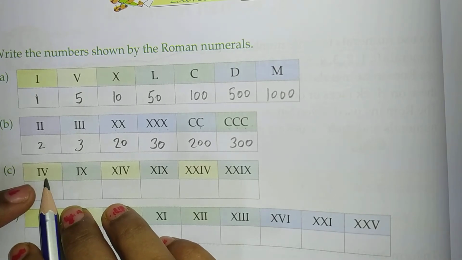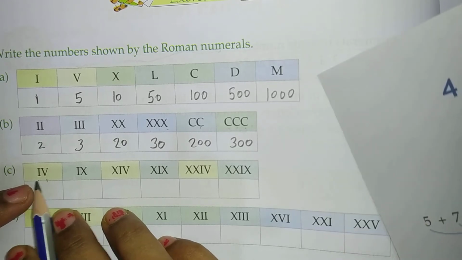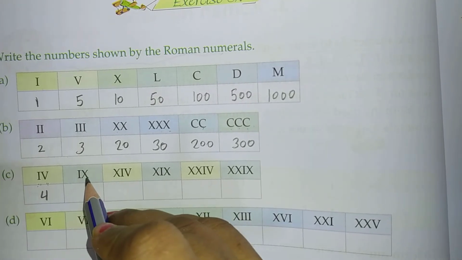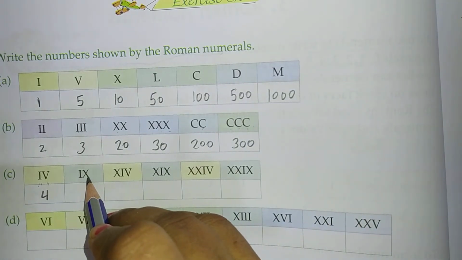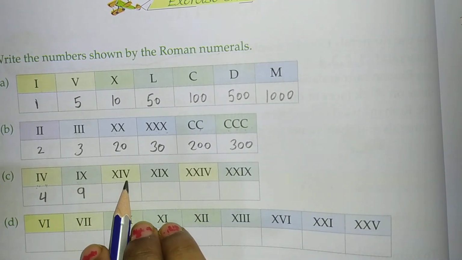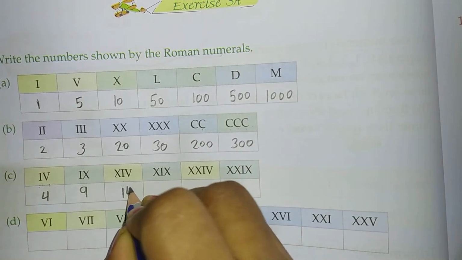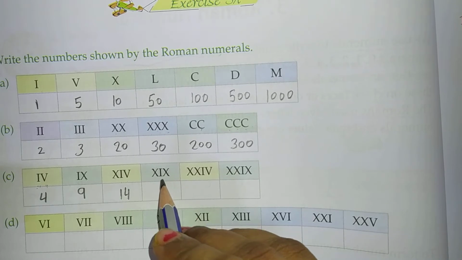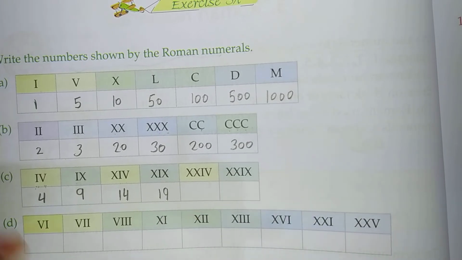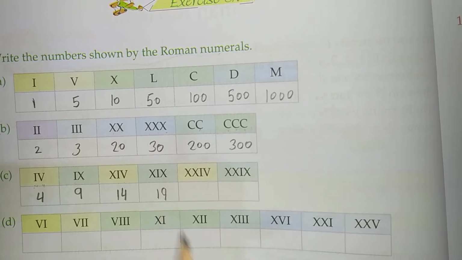IV is 5 minus I, 5 minus 1, 4. IX, the value of X is 10, 10 minus 1, 9. XIV is 10, 5, 15 minus 1, 14. XIX is 10, 20 minus 1, 19. Because between two greater numbers, the smaller number is always subtracted.